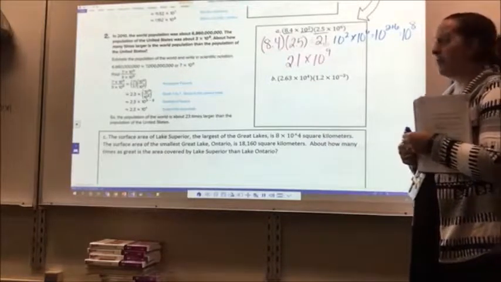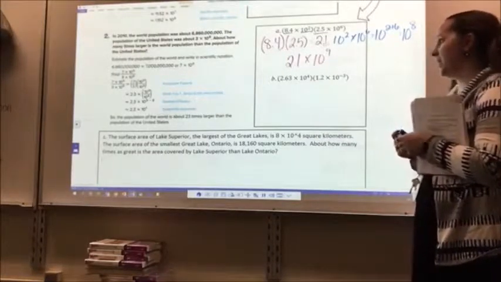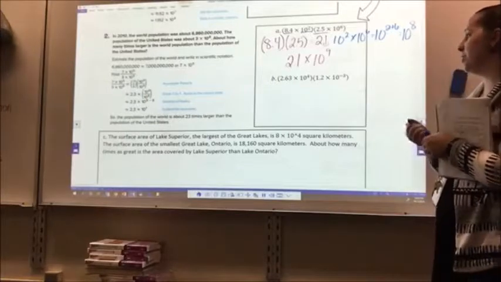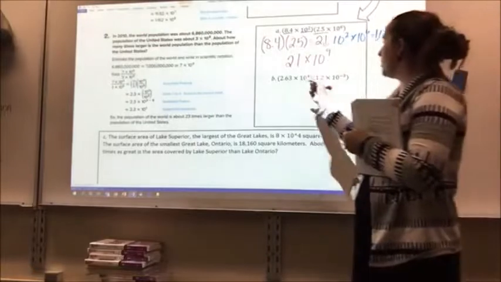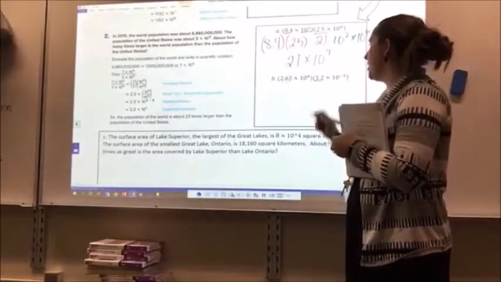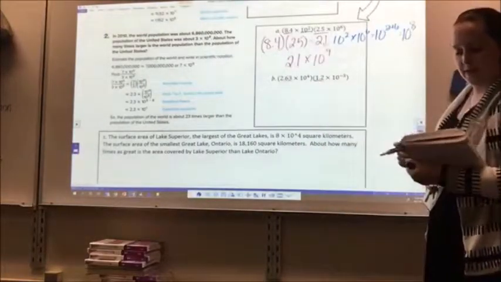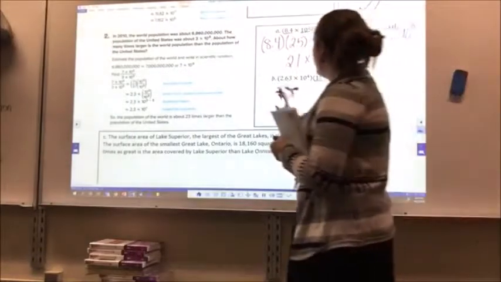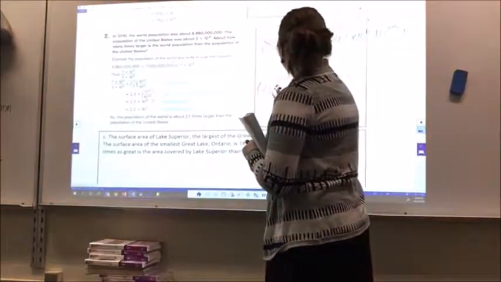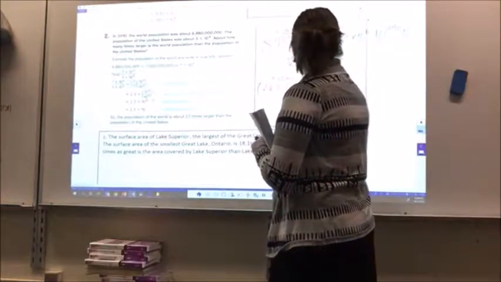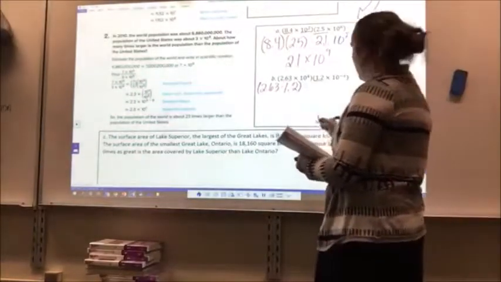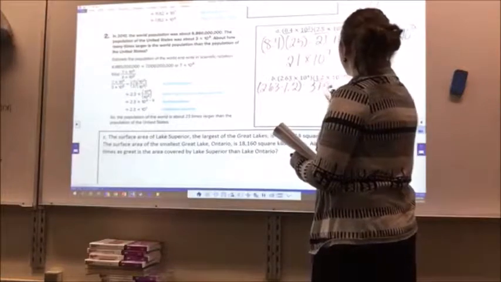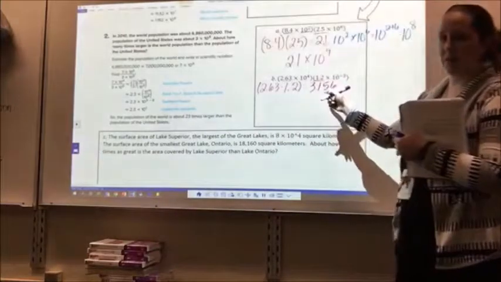All right, for letter B, I have 2.63 times 10 to the 4th times 1.2 times 10 to the negative 3rd. So again, the first thing I want to do is look at my numbers that are in front of my powers of 10. So I'm going to multiply 2.63 times 1.2. That will give me 3.156. This is in scientific notation.